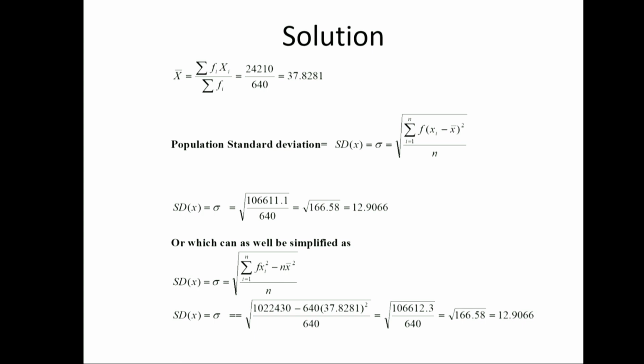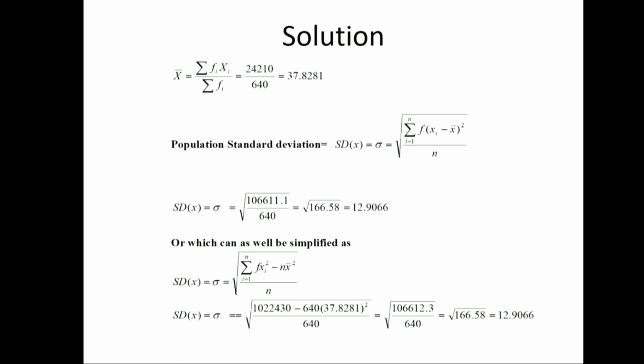So the population standard deviation, that is sigma square, is the square root of the variance. By the time that is the formula, already we have obtained the upper one on the table. Just slot it in. That is 106611.1 divided by 640.